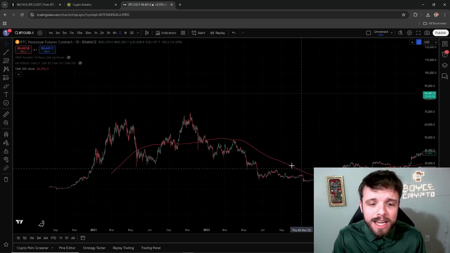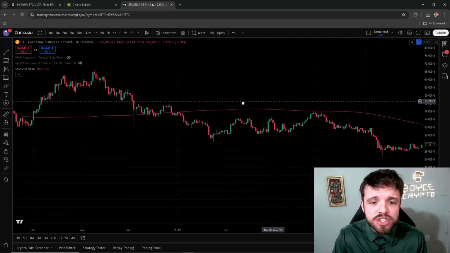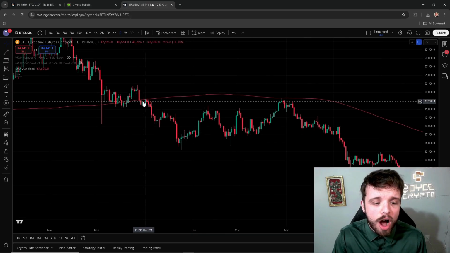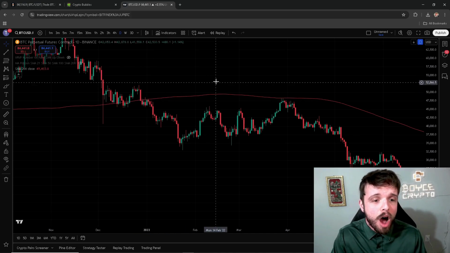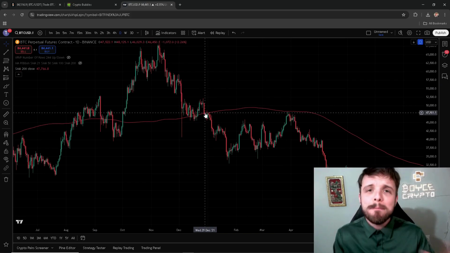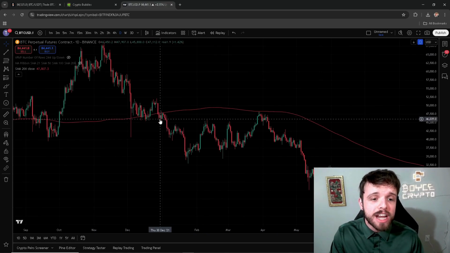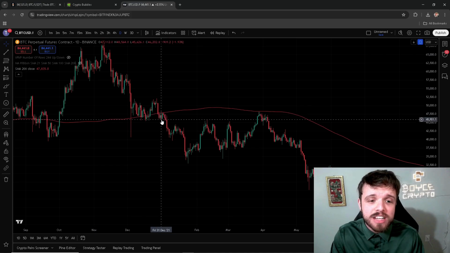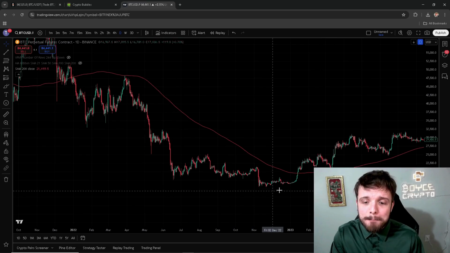2021-2022 bear market, as you did close a candle below the daily 200 MA right here on December 29th of 2021. If you would have gotten out of your position in Bitcoin, that would have saved you from the entire bear market, because once you close a candle below, you have to assume that this is going to be treated as resistance, resistance, resistance, and then to the depths of the bear market, right?